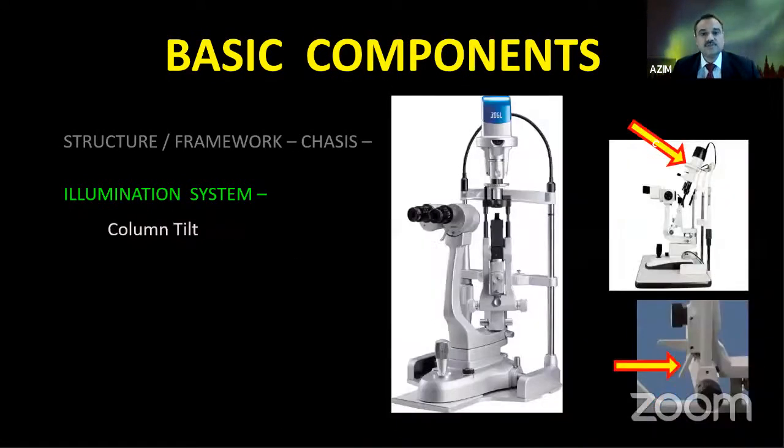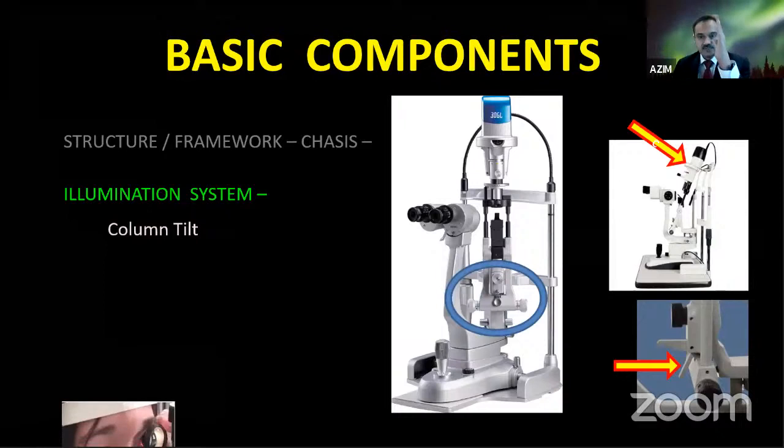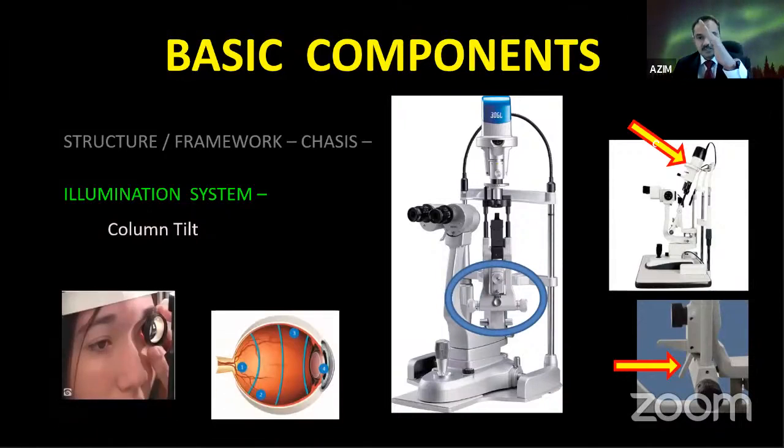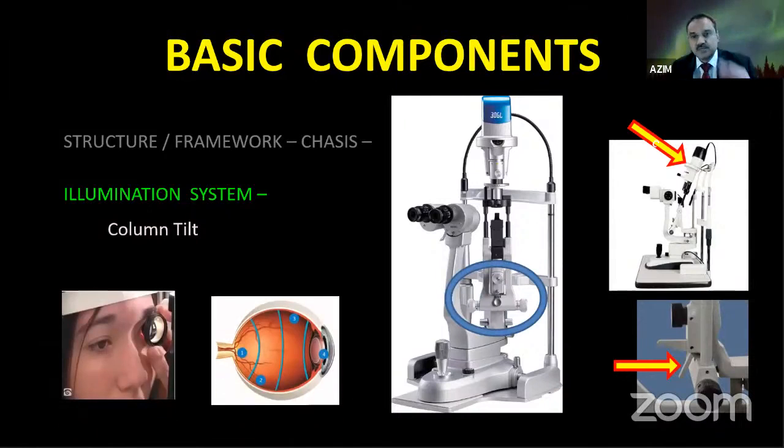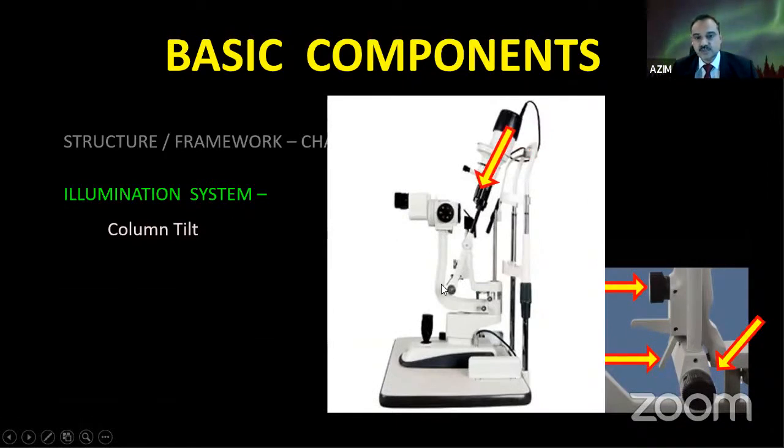We have a column tilt function. What it means is the light is usually vertical. You can also tilt it so that we can see different deeper areas of the eye, like the fundus examination, which will be dealt with a bit later. So when you tilt the slit lamp, it tilts this way. Remember, this is possible only in the top illuminating light system model.